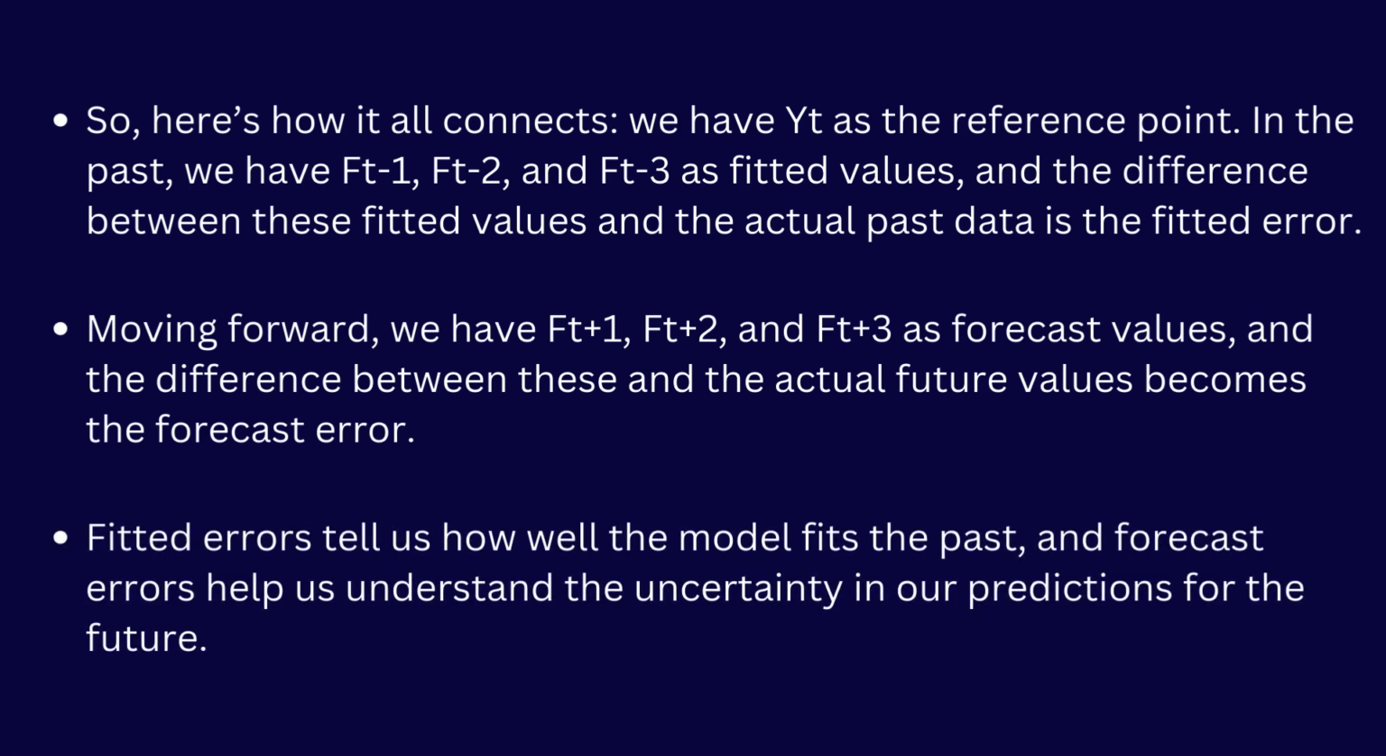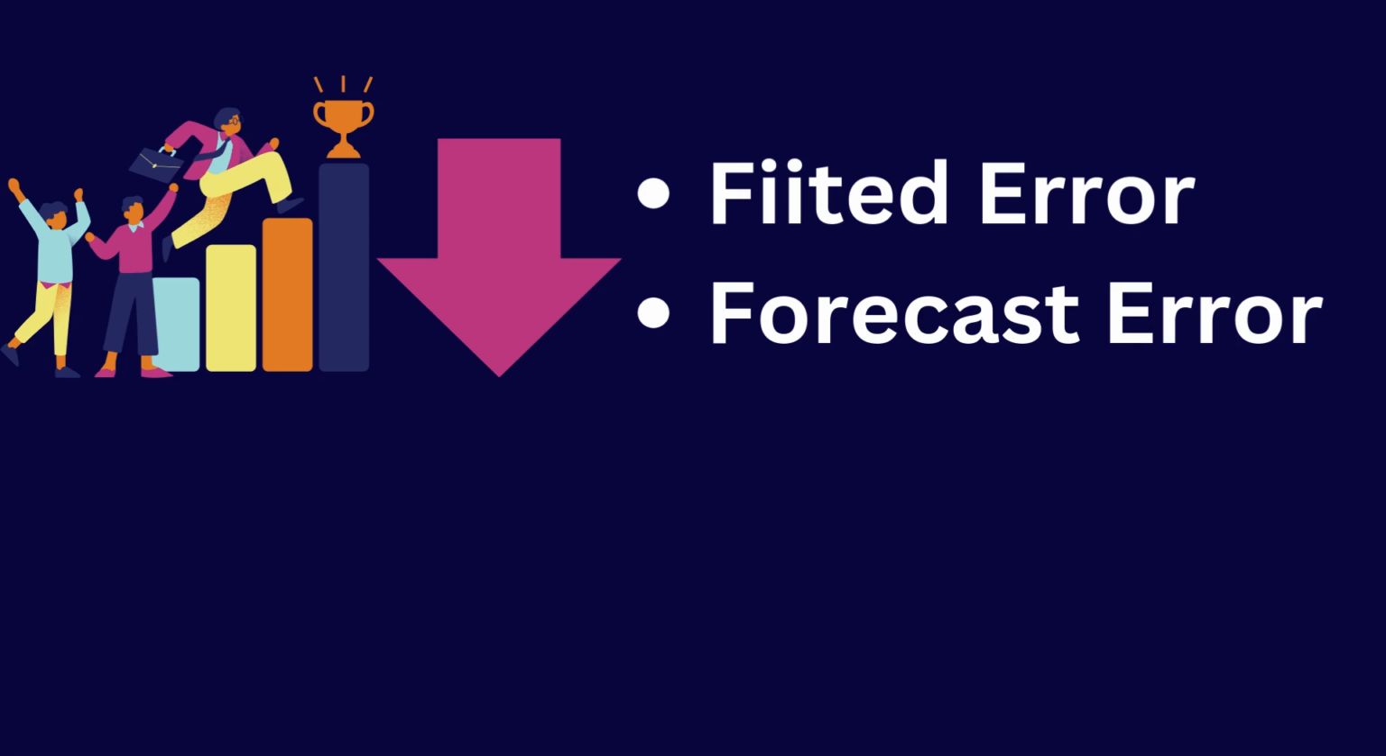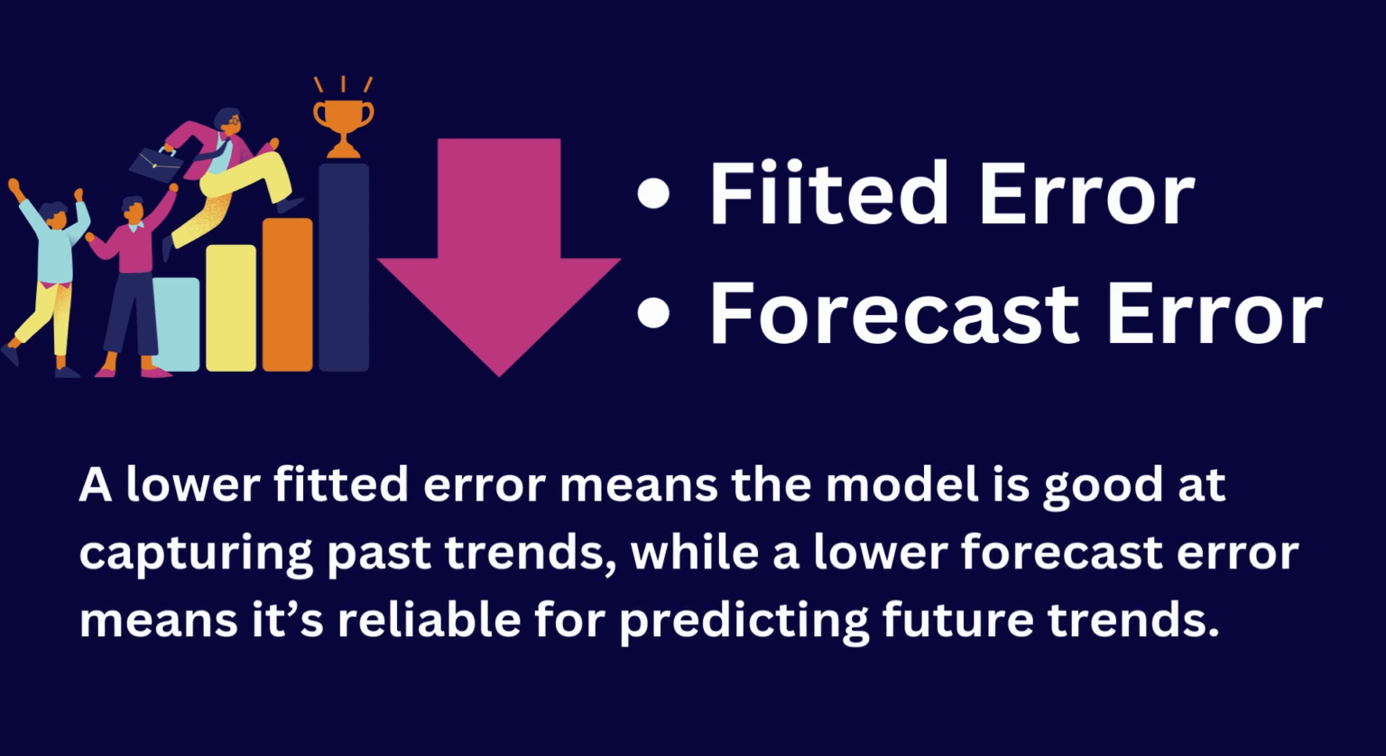Fitted errors tell us how well the model fit the past. And forecast error helps us understand the uncertainty in our prediction for the future. Our goal in time series analysis is to minimize both fitted and forecast errors. A lower fitted error means the model is good at capturing past trends, while a lower forecast error means it is reliable for predicting future trends. This is why model evaluation is so important in forecasting. By tweaking the model and minimizing the errors, we can improve the accuracy of our predictions.